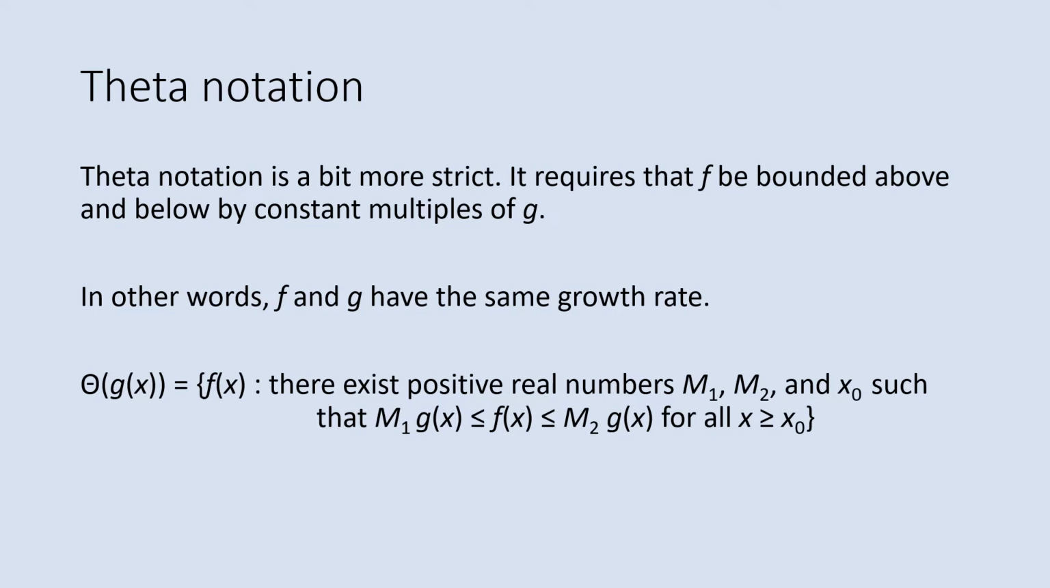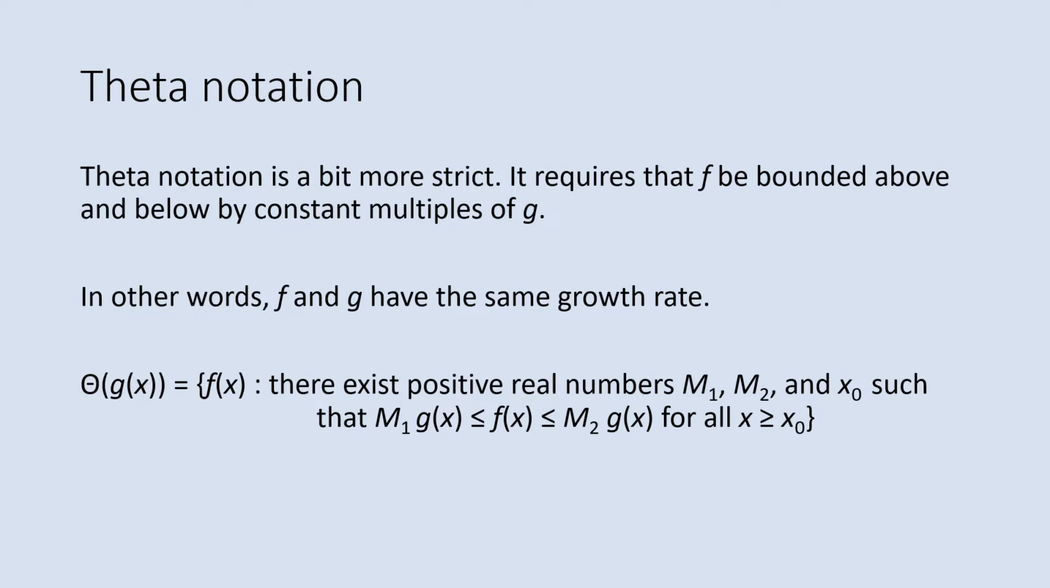In this case, for theta, again, it's a set, and now we have three numbers. We have an m1, an m2, and the x naught. The m1 goes with the lower bound, the m2 goes with the upper bound, and f is between these values for all x greater than or equal to x naught. And so our previous function f would be theta of n squared, but it would not be theta of n cubed.